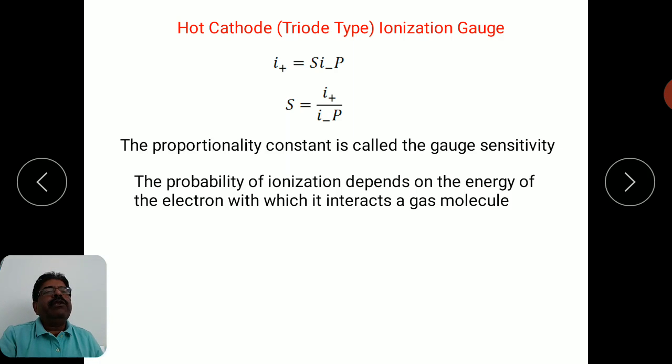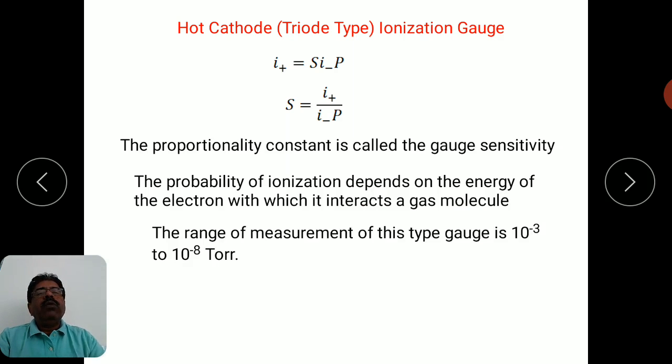The probability of ionization depends on the energy of the electron with which it interacts with the gas molecule, because when the electron is accelerated and collides with a gas molecule the first time, the energy is initially higher, but when it travels further and reaches a second molecule, the energy of the electron will be lower. If it is sufficient, that means more than the ionization potential of that gas molecule, then only ionization will take place. If it is not sufficient, then there will be no ionization. So ionization probability is very important here, and it depends upon the energy of the electron when it interacts with the gas molecule.